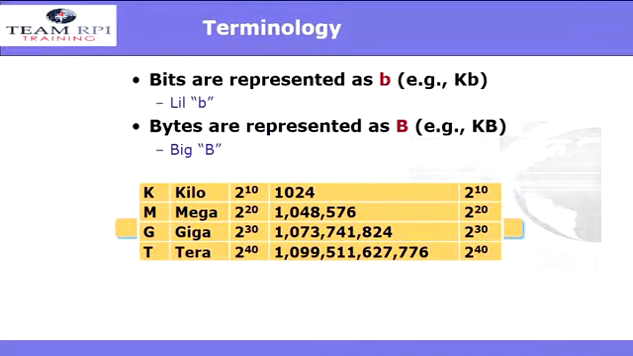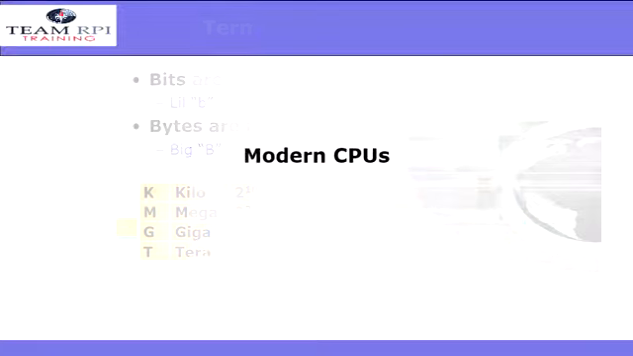So which are we talking about, bit or byte? Well, just simply look for the capital letters. A lowercase letter b, we're talking about bits. An uppercase letter B, or a big B, we're talking about bytes. Now that you understand the basics, let's take a look at the modern aspects of today's CPUs.